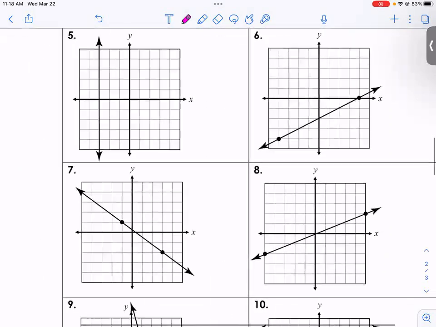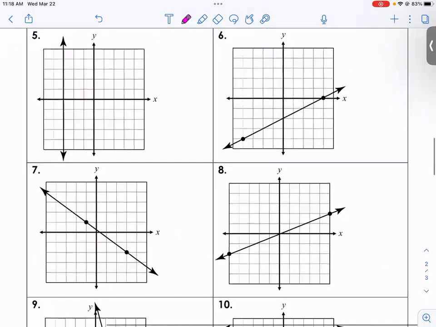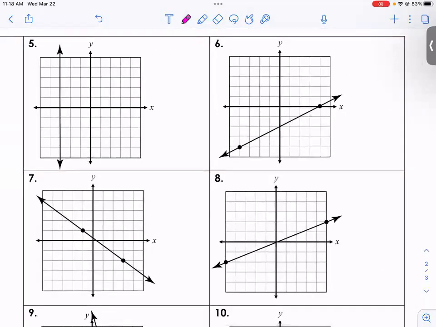I would like you to try 5, 6, 7, 8. That's 4 problems. Can you do it? There's a difference between 0 and undefined. That's undefined, so then you write that word. You're working on these 4 problems at the top of page 6.